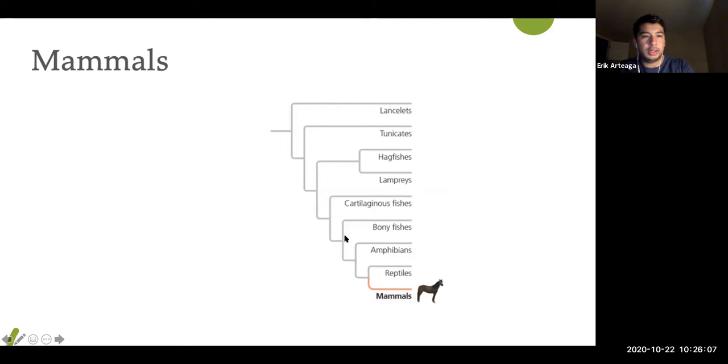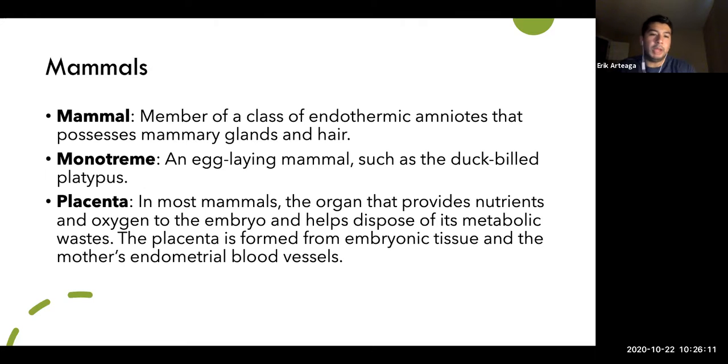All right, last little topic: mammals. So a mammal, member of a class of endothermic amniotes that possesses mammary glands and hair. Okay, so mammary glands means that we feed our young milk. An egg-laying mammal, such as a duck-billed platypus, is a monotreme. A placental mammal is most mammals. The placenta is the organ that provides nutrients and oxygen to the embryo and helps dispose of its metabolic waste.